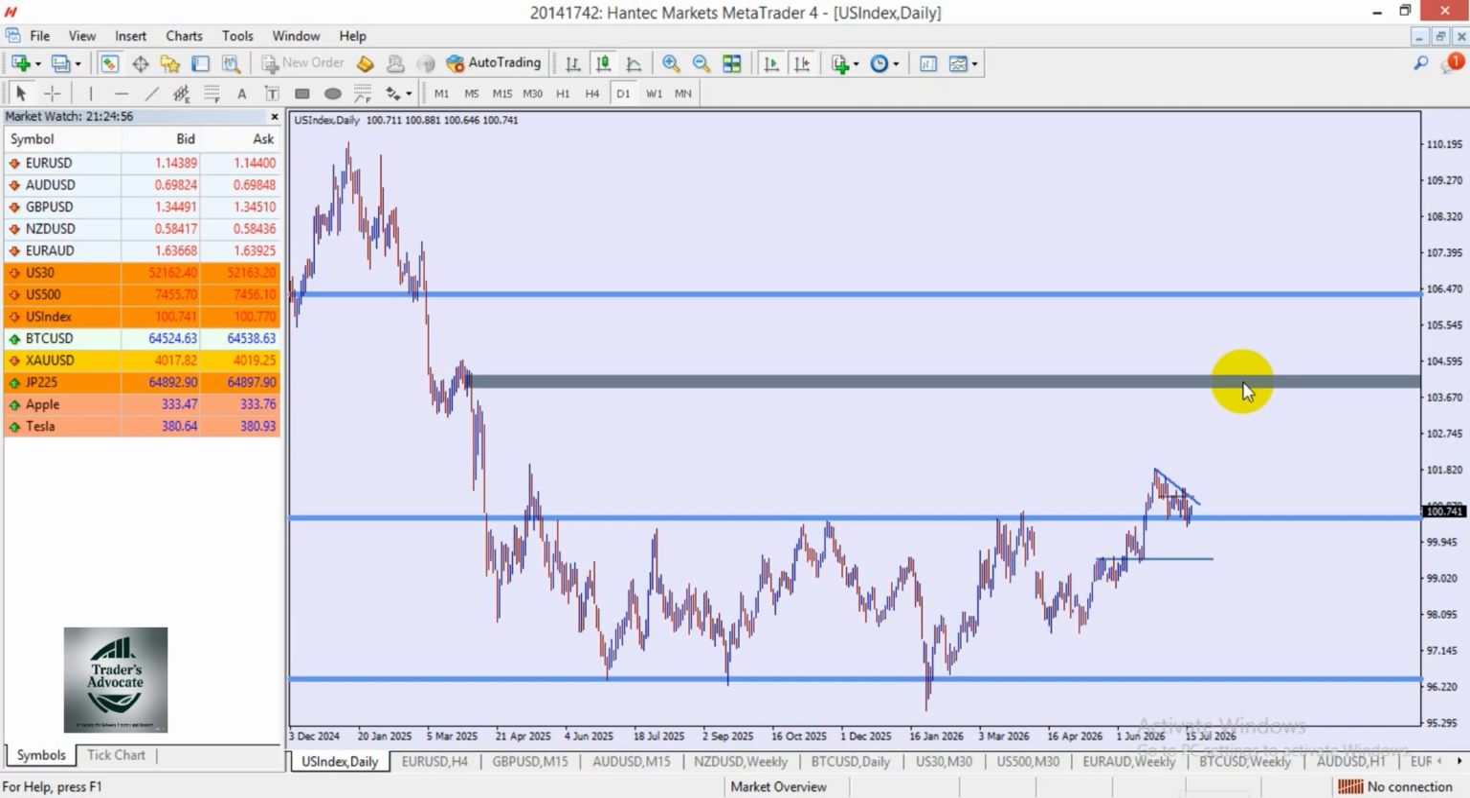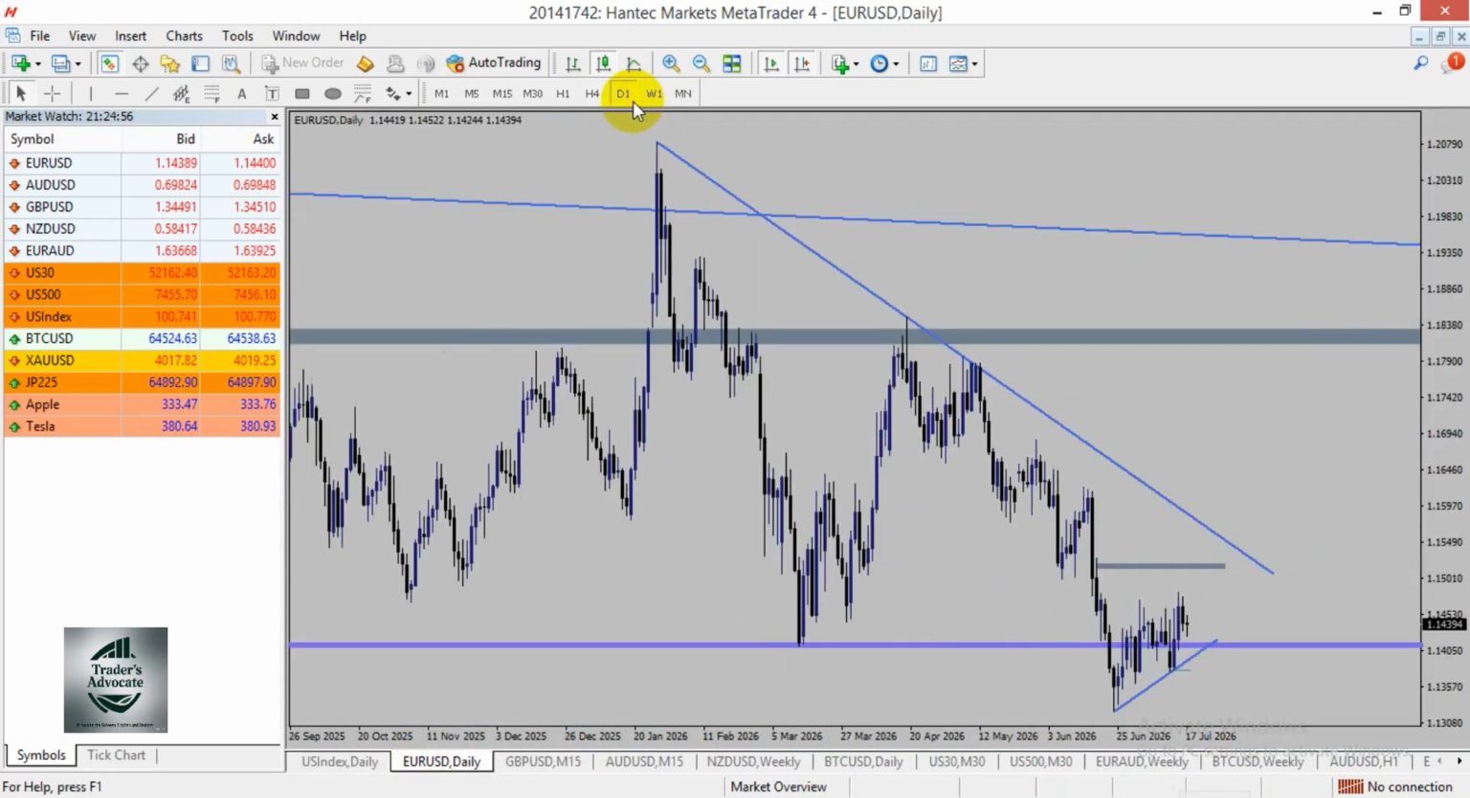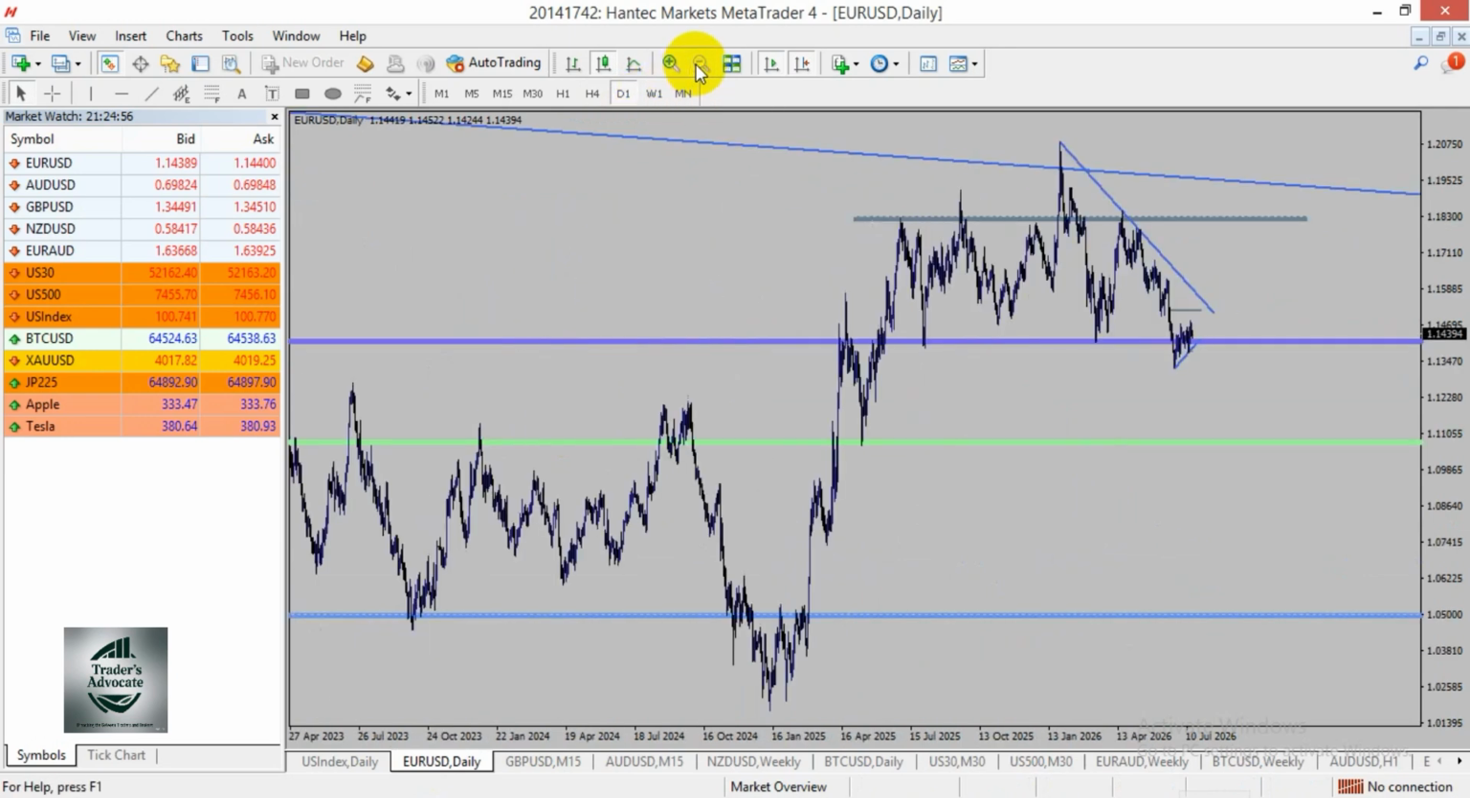All right, so let's look at the Euro. The EURUSD chart is also bearish. The bias is we are bearish. Like I told you guys earlier on, the EURUSD chart is the inverse of the dollar index.